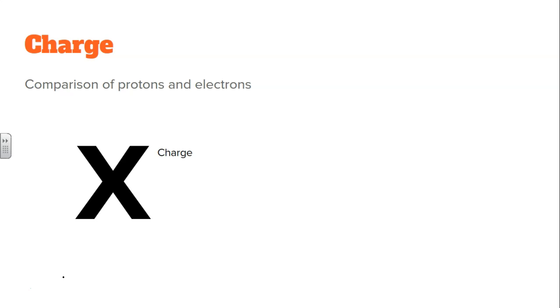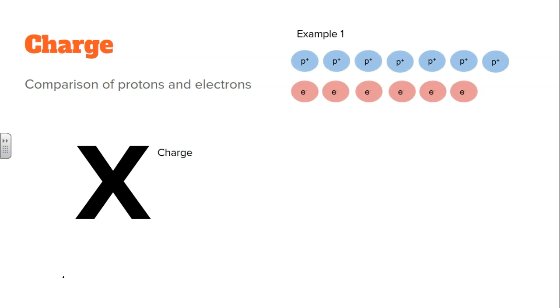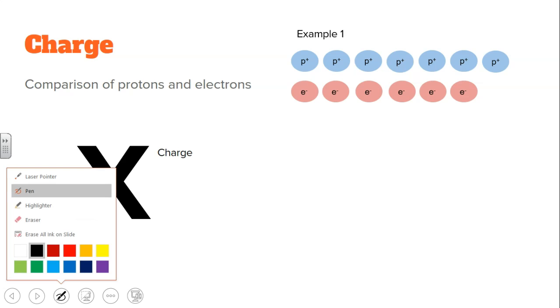Well, the charge here is a comparison of the number of protons and electrons. So what we're going to do is compare the number of protons to the number of electrons, and from there you will be able to determine what the charge is. The best way to do this is through example. Let's say we have an element that has 7 protons and 6 electrons.